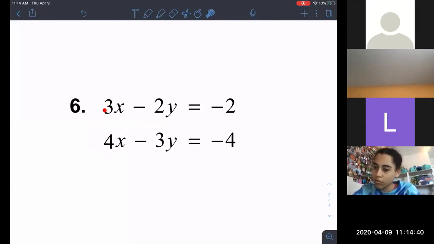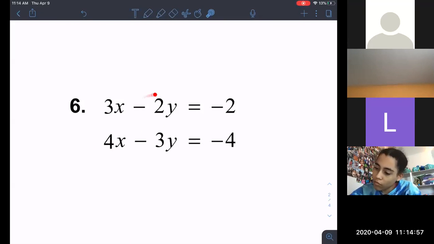However, we don't want 12x and 12x. We want them to be opposites. So we have to multiply one of them by a negative and one of them by a positive to make that happen. Another way we could do it is if we look at the y's, we have a negative 2 and a negative 3.